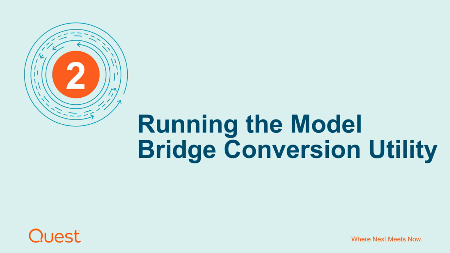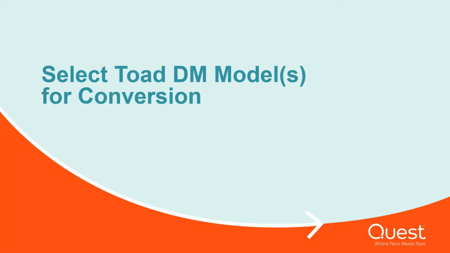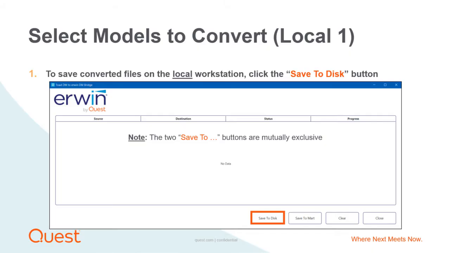Okay, it's time to run the Model Conversion utility. The installation process has created a new Start menu item. This item, named Toad DM to Erwin DM Bridge 1.0, is found in the Erwin Files group. Click this menu item to run the utility. Let's select some Toad Data Modeler model files to convert to Erwin Data Modeler.